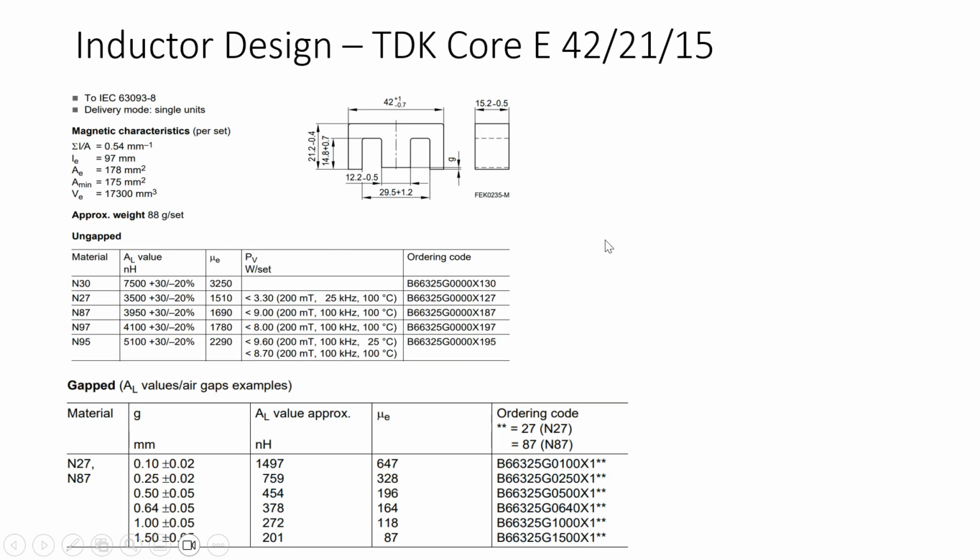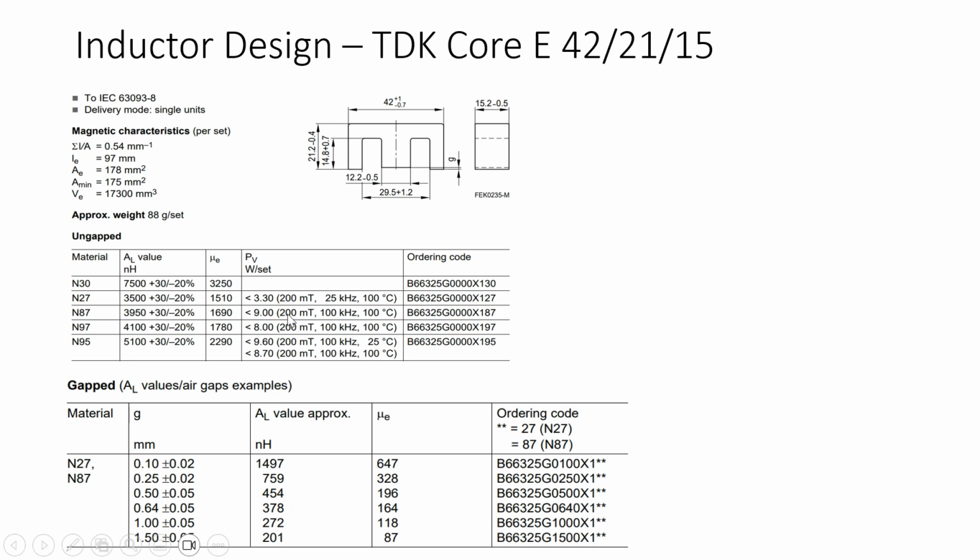Here I've shown the data sheet of this TDK core. Here you can see the value of the cross-sectional area which I used, and this is the length which can be used to find the AL value. And here the AL value is shown for an N87 core without air gap, and here the AL values are shown for different air gaps. We use 1 millimeter air gap, 1.5 millimeter air gap, and 0.5 millimeter air gap, and these were the values which were used.